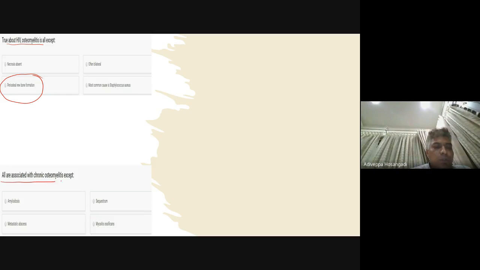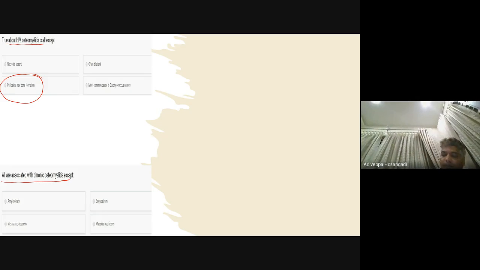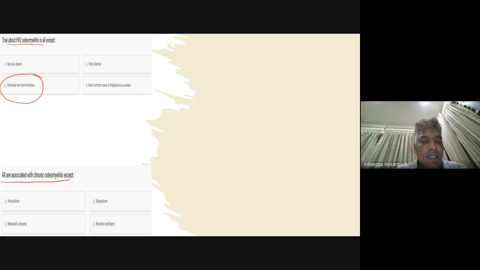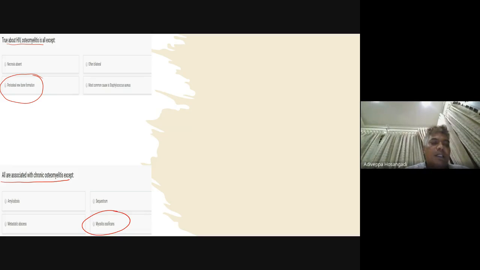All are associated with chronic osteomyelitis except, you can answer this. Sir, anybody can answer this. It's a very simple question. Myositis ossificans, yes, sir, very good. This is not at all connected with chronic osteomyelitis. The most common complication is sequestrum. Amyloidosis, of course, is a rare complication, but it is always associated with chronic osteomyelitis. Metastatic abscess can happen.